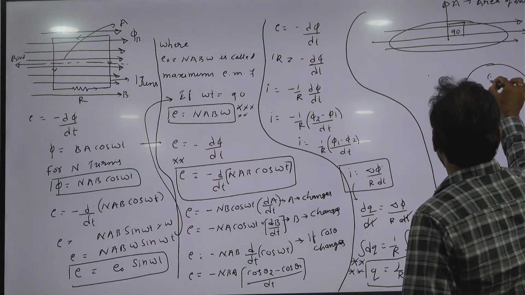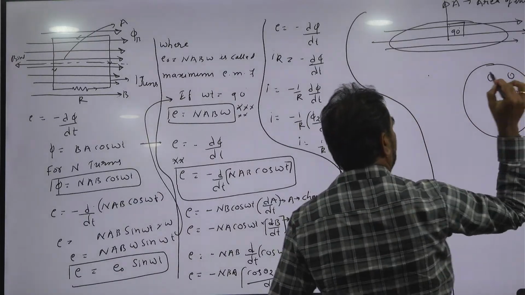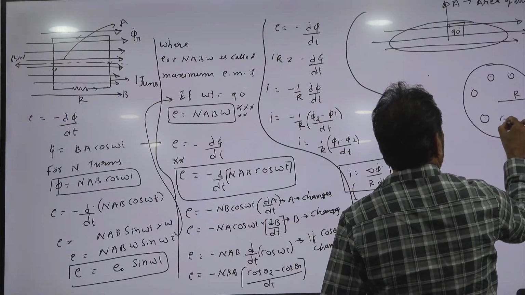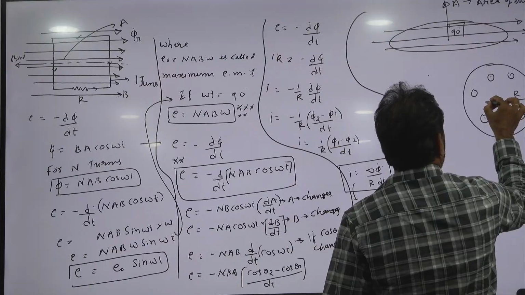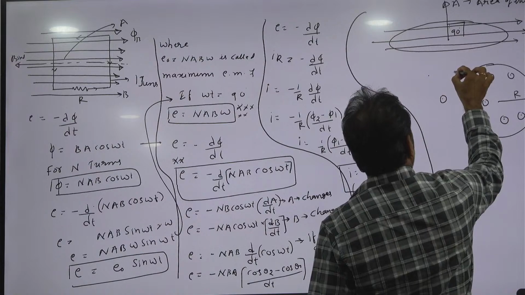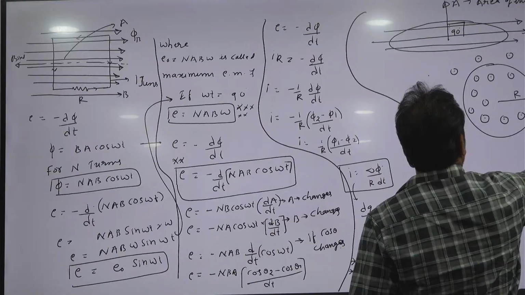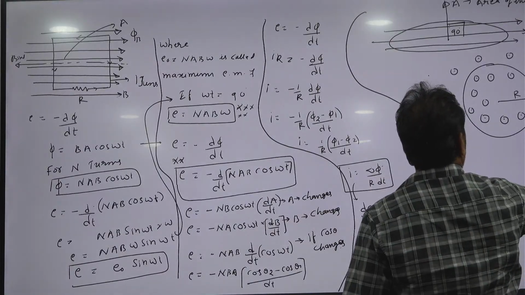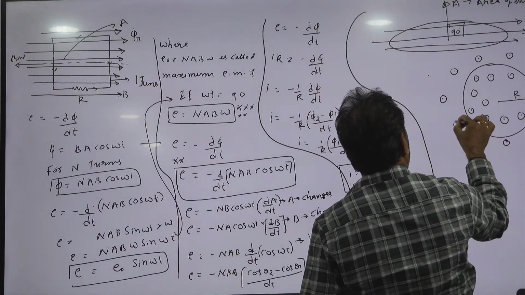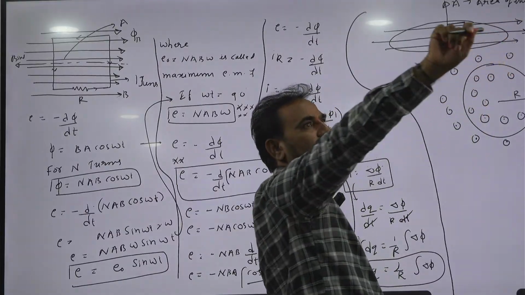The outside magnetic field will be acting like this. That means the area vector is like this. This is the area vector. This is the outside magnetic field, which is acting outward like this. The direction of the lines of force will be outside the plane of the paper. The direction of the magnetic field would be outward.